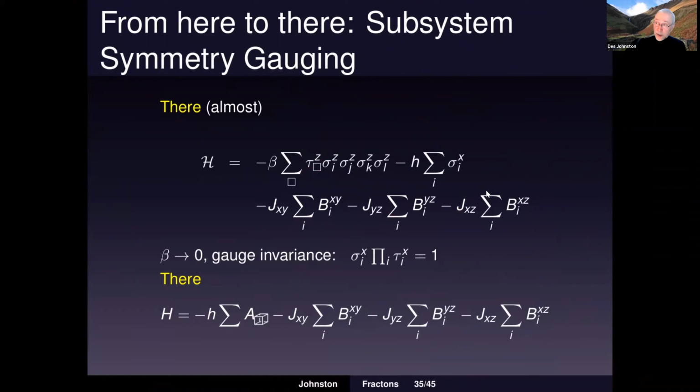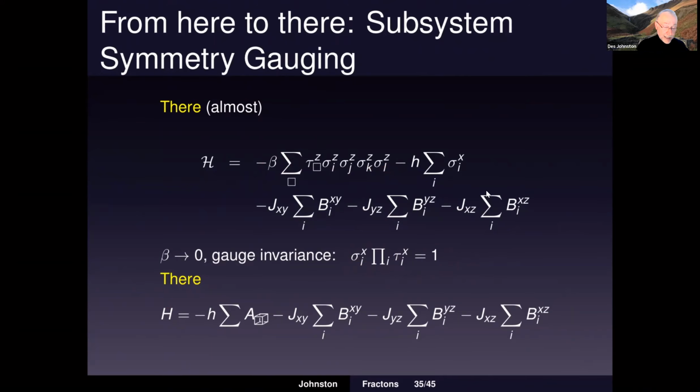I'm still going to want gauge invariance. So now if I flip a spin, all of the Plaquette spins that touch it have got to be equal to 1. So there's Gauss's law in this new system. And if I take the limit of high temperature in this Plaquette spin model and make use of Gauss's law, I end up with the x cubed Hamiltonian.